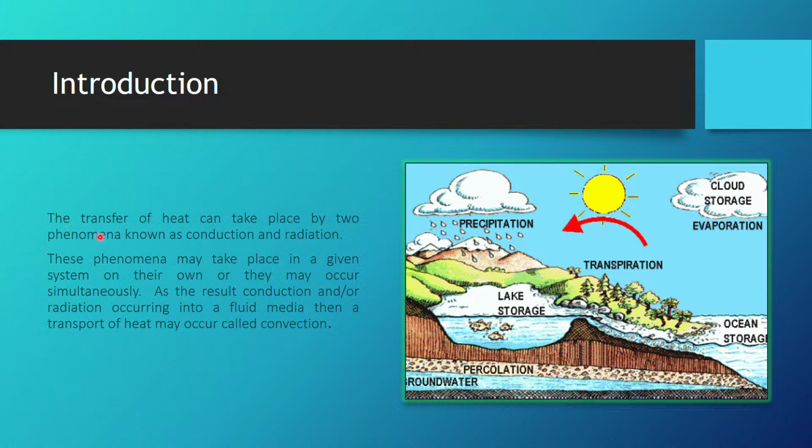The transfer of heat can take place by two phenomena known as conduction and radiation. Now, these phenomena may take place in a given system, that is a working fluid that we are referring to, on their own, or they may occur simultaneously. As a result, with conduction or radiation occurring in a fluid medium, a transport of heat may occur, which is known as convection.